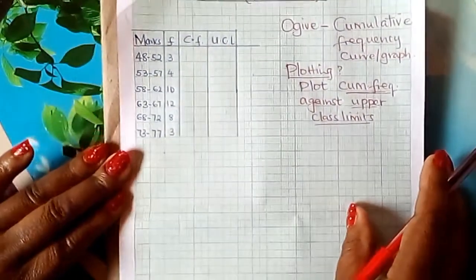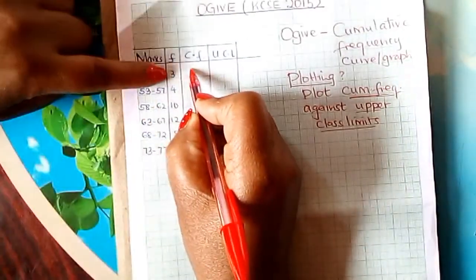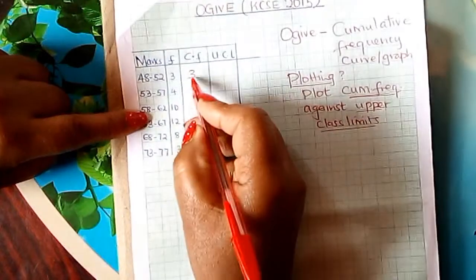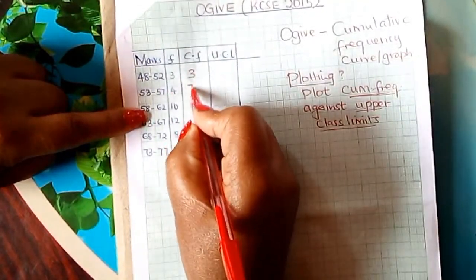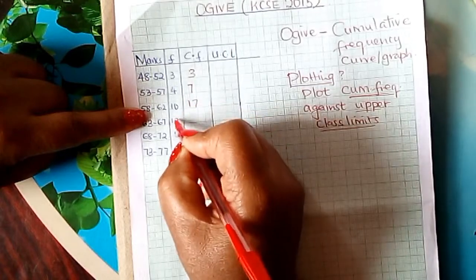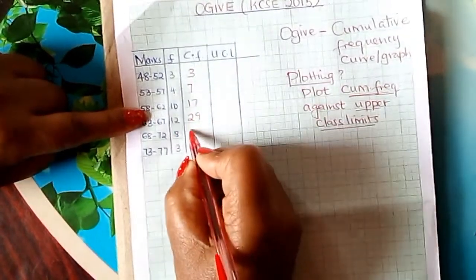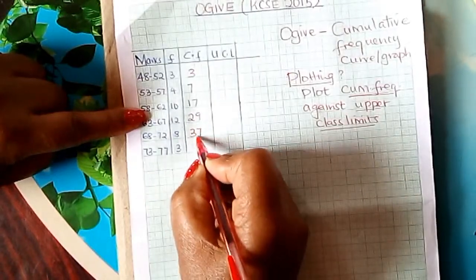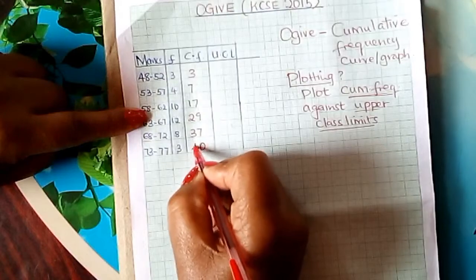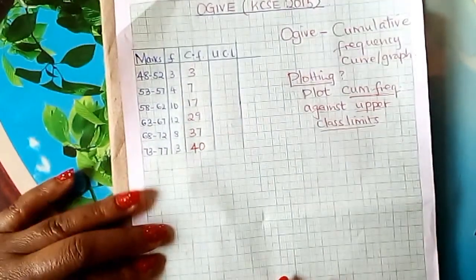So we fill in. The cumulative frequency, the first one will be 3, just like this one. The second one will be 3 plus 4, which is 7. This plus this gives you 17. This plus this gives you 29. This plus this, learner, gives you 37. This plus this gives you 40. So our total frequency is 40. So we are through with that.